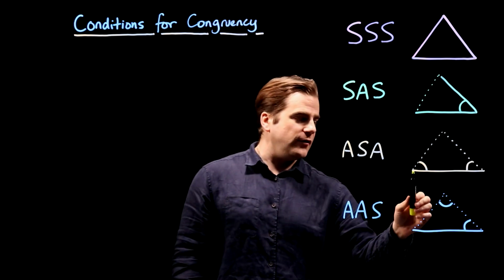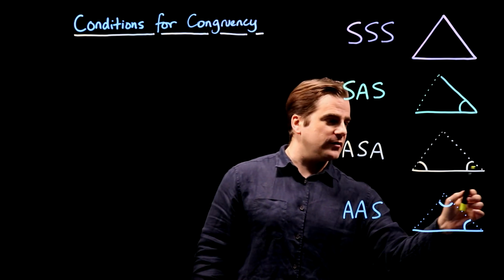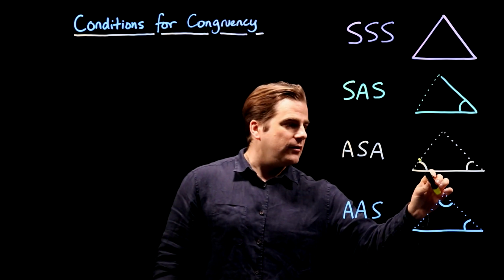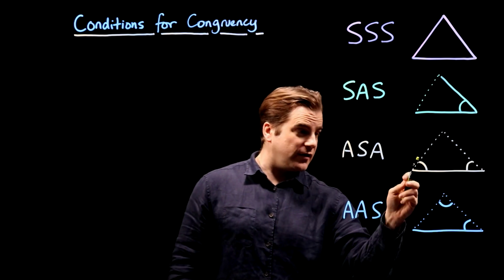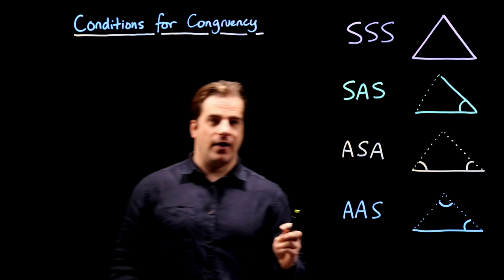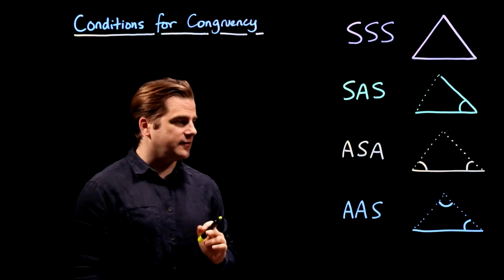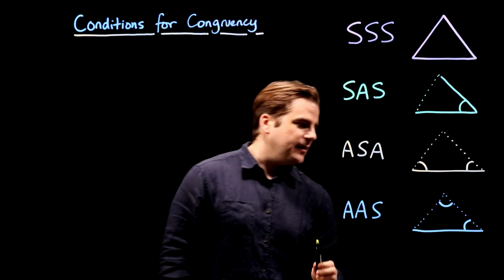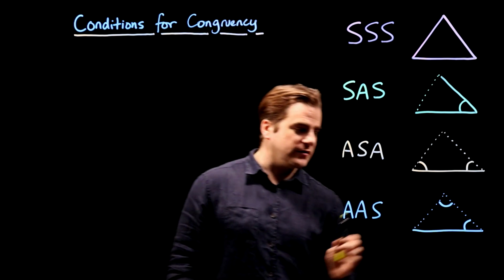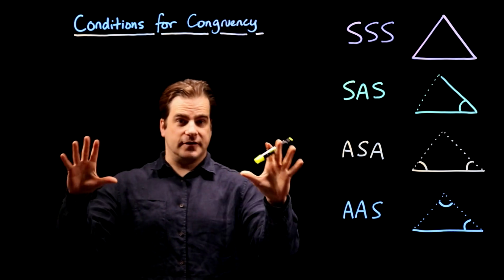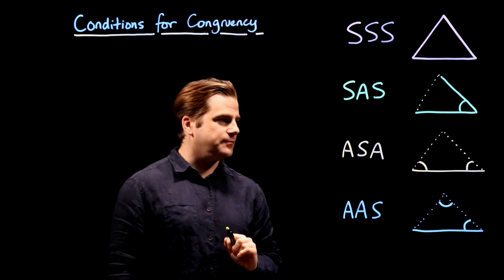ASA, if you prove that these 2 triangles have one side the same and 2 angles both touching that side, then you've proved that they're congruent. AAS, if you have 2 angles and one side, they are also congruent, okay?